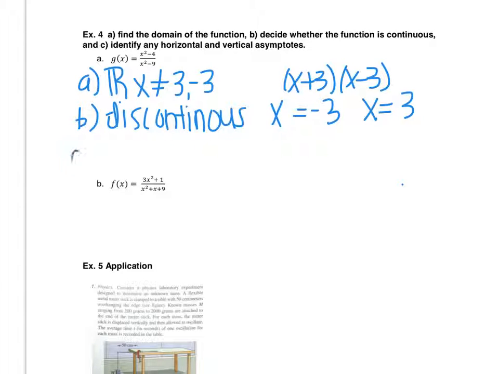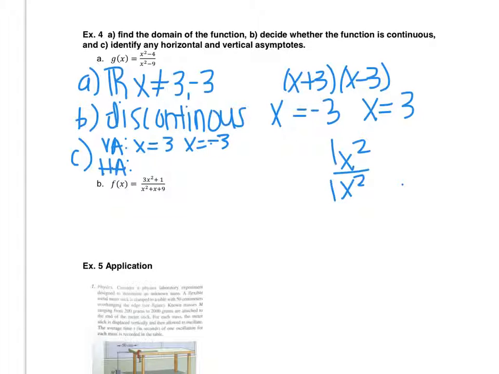Okay, and then on part C, identify any of the horizontal and vertical asymptotes. Well, I've already identified what my vertical asymptotes are. I have two of them. So I'm going to write vertical asymptote, x equals 3, x equals -3. And then for my horizontal asymptote, if you look at the leading coefficients, that would be x squared over x squared, which is 1 over 1. So I have a horizontal asymptote at y equals 1.